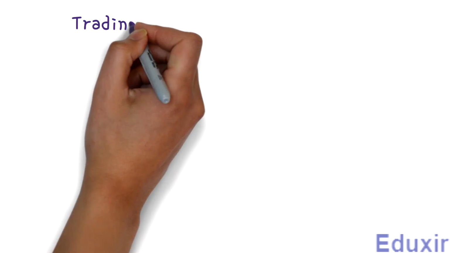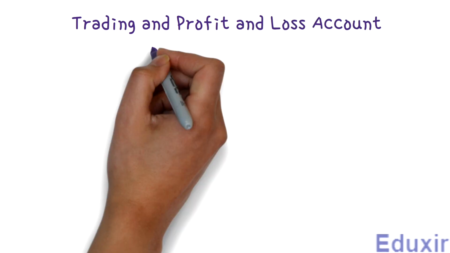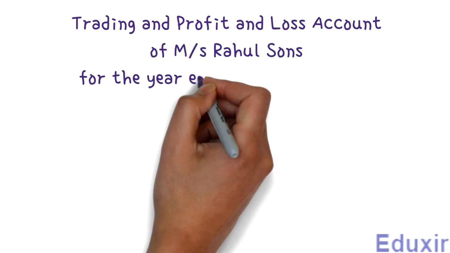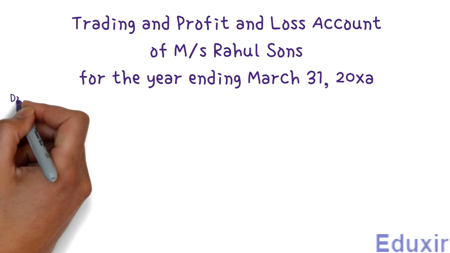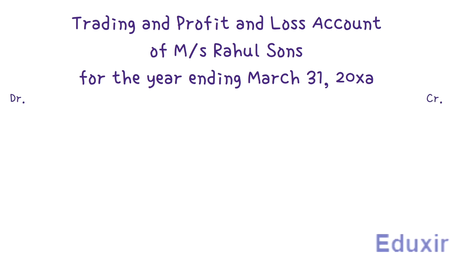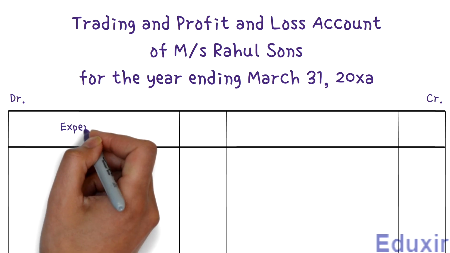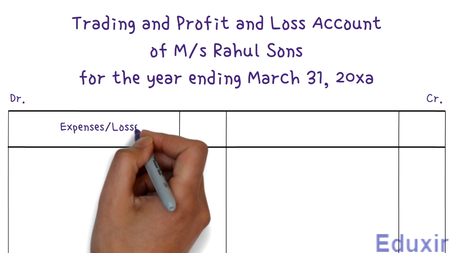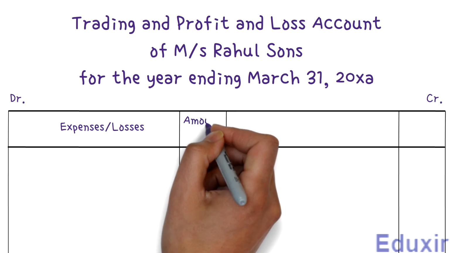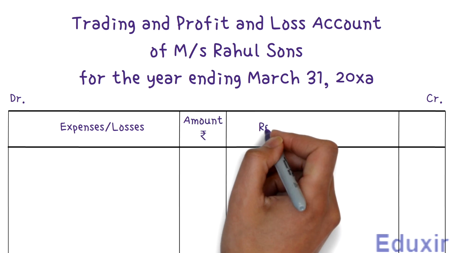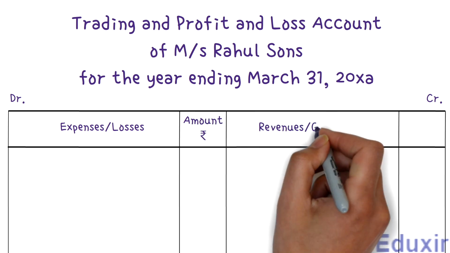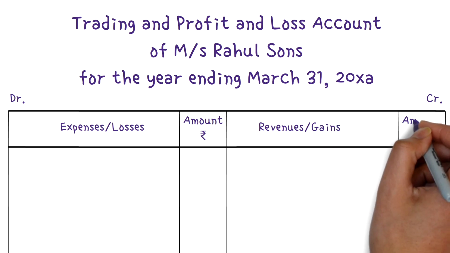Let's first prepare the format of the trading and profit and loss account. Let us first write the title as Trading and Profit and Loss Account of Mrs. Rahul Sons for the year ending March 31st, 2000 XA. Let us have the DR and CR headers to designate the debit and credit sides. Let us now have the individual columns for expenses or losses and amount in rupees on the debit side. The revenues or gains and amount in rupees on the credit side.